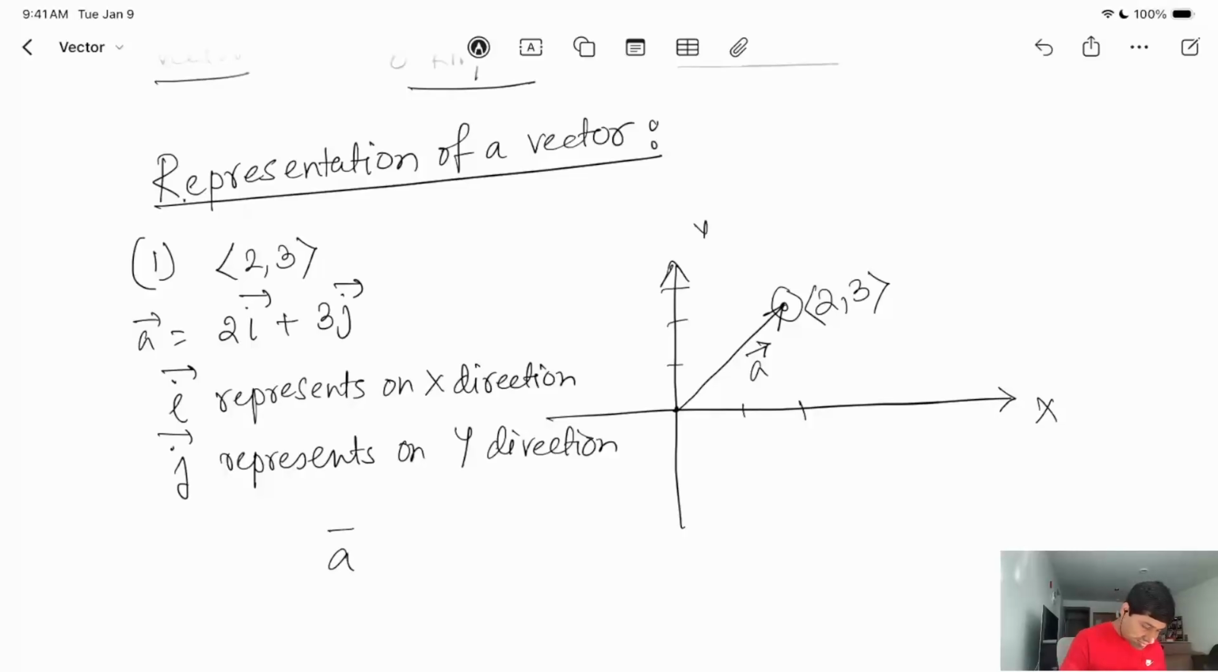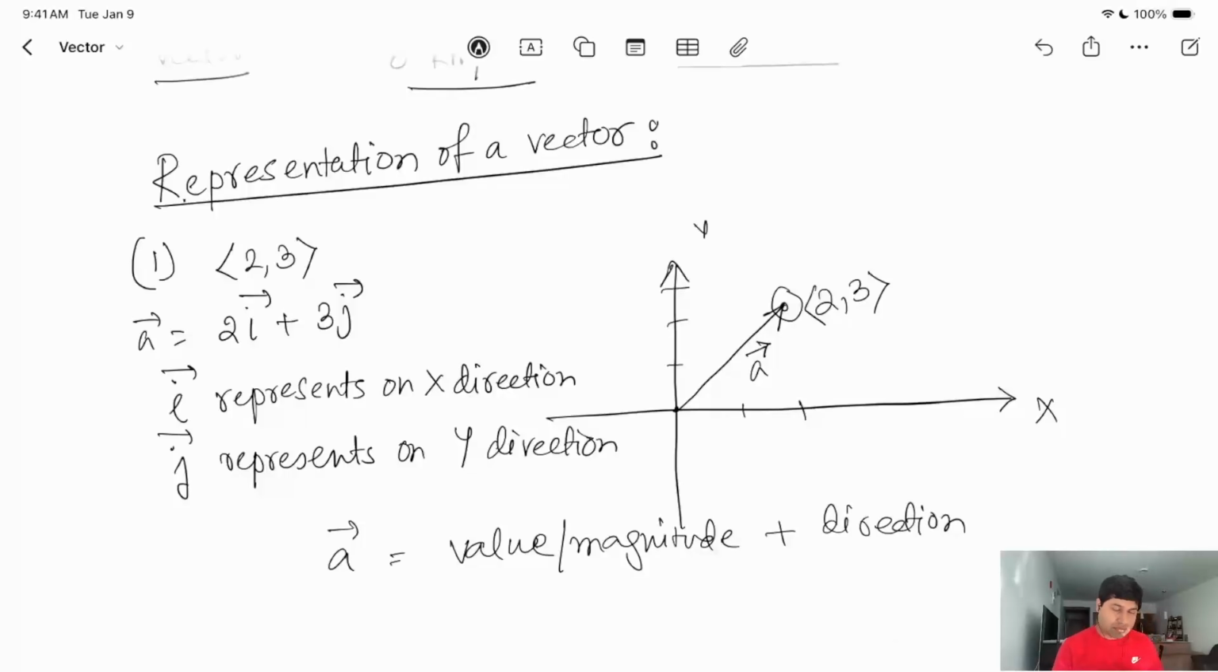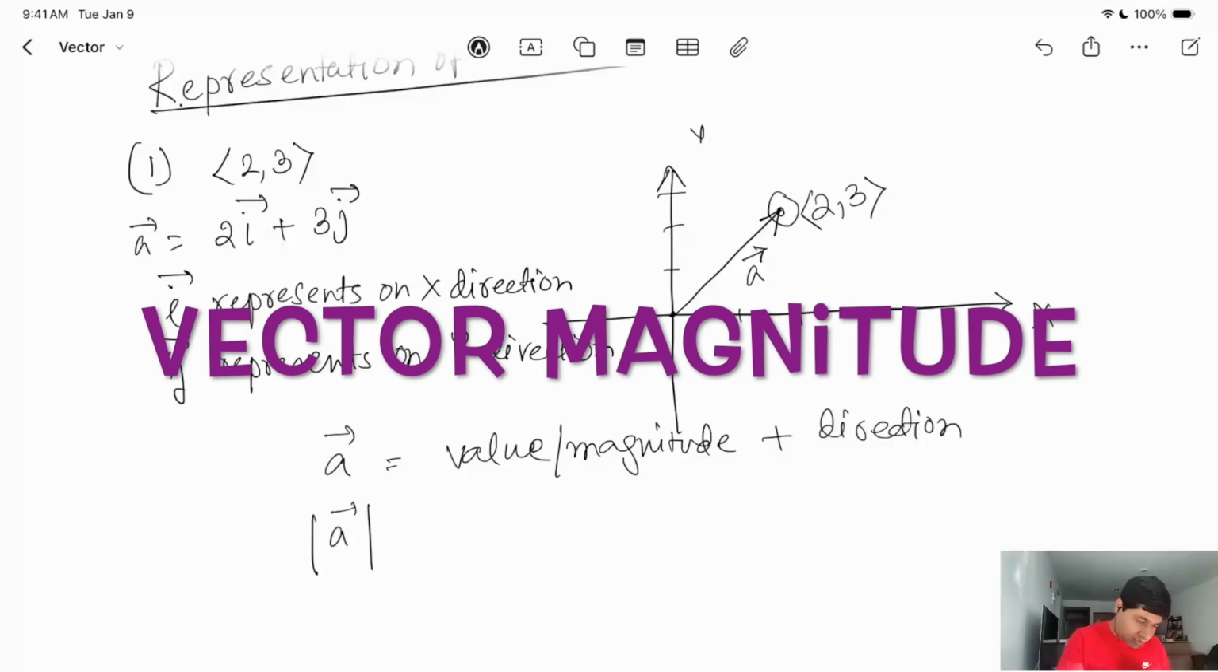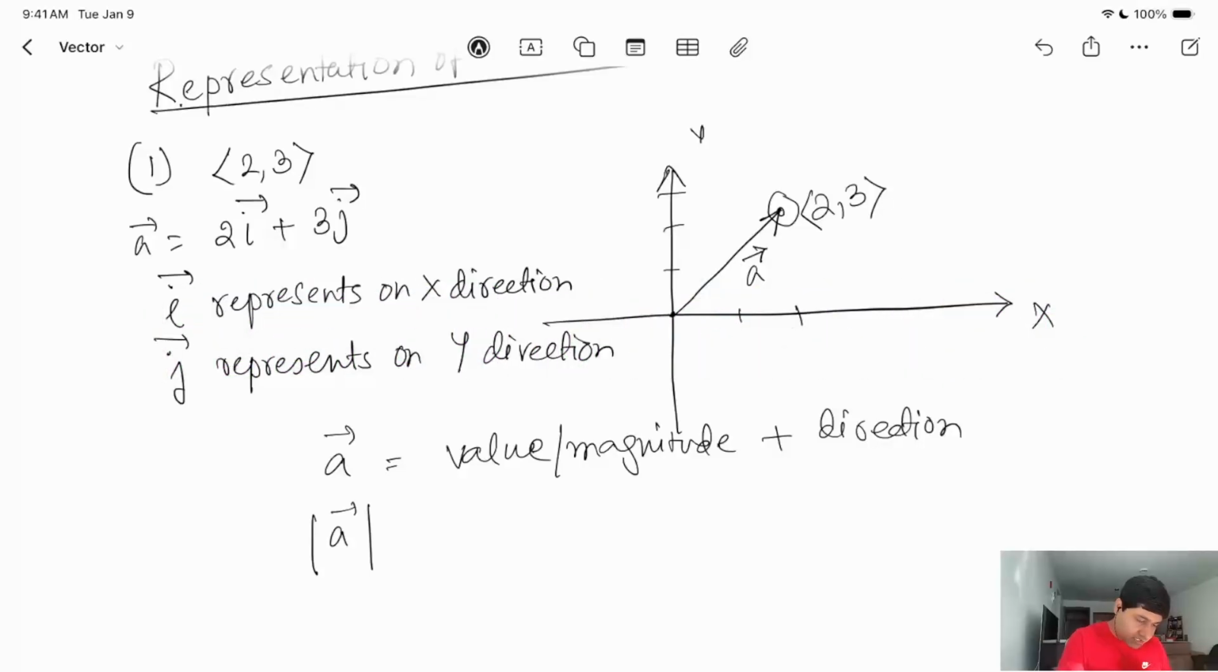As I said, it has two things. One is its value, or sometimes we call it its magnitude, and it has a direction. So what is the value of A here? How can we calculate the value? We always represent a magnitude with a bar. So the value of A is nothing but how far the point is from the origin.